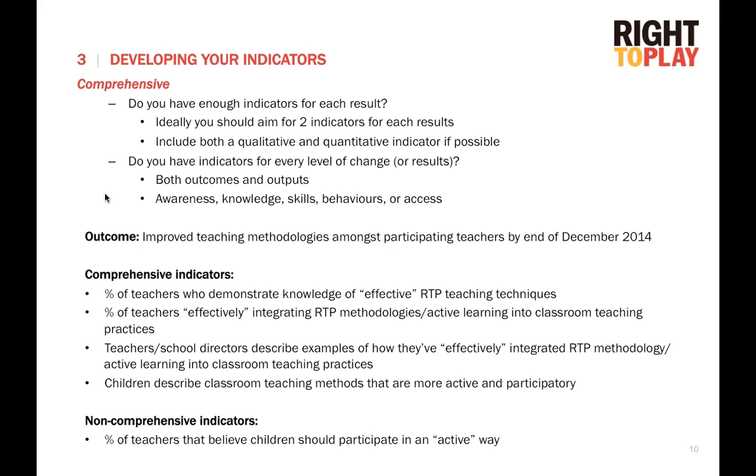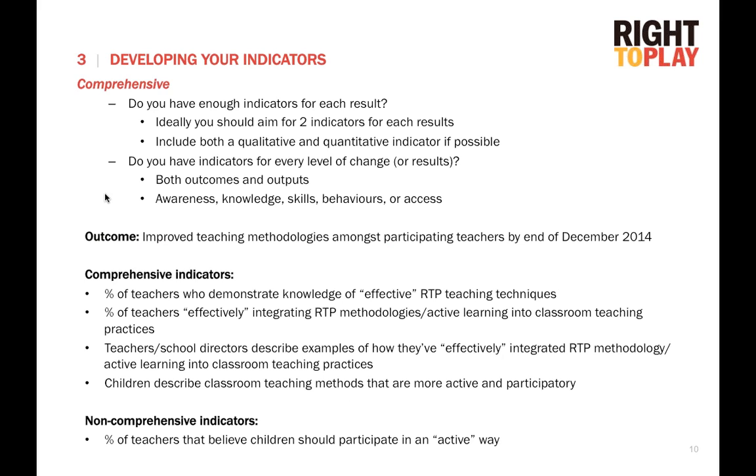So when we talk about indicators being comprehensive, we want to make sure that we have enough indicators for each result. We often talk about aiming for 2 indicators for each outcome and each output, but this isn't really a golden rule, it's just a guideline. You always just need to make sure that you have enough information to measure your results.